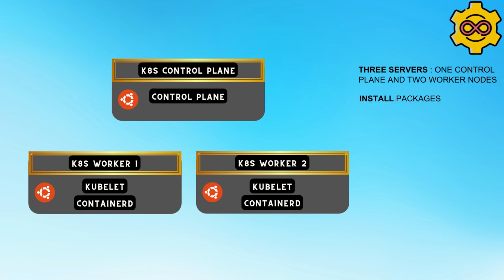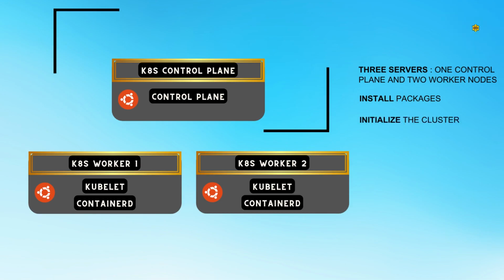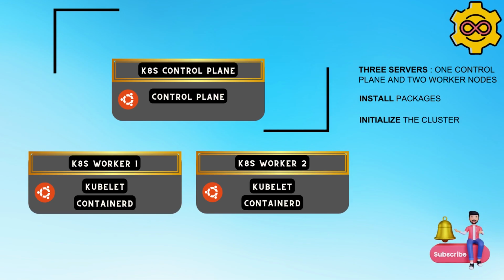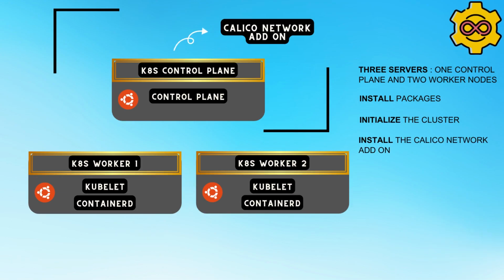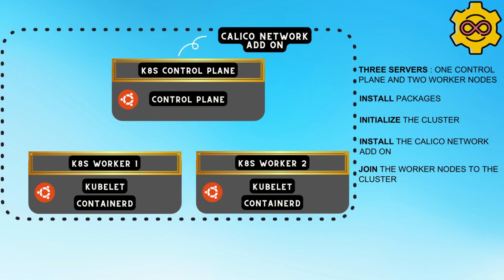So our first step will be to install the necessary packages we'll need for containerd and all of the Kubernetes packages on those 3 servers. Then we will initialize the Kubernetes cluster on the control plane node. Post that, we will be able to install the Calico networking add-on for setting up the Kubernetes networking. And finally, we will join our worker nodes to the cluster. So that's just a quick overview of what we'll be doing in this video.